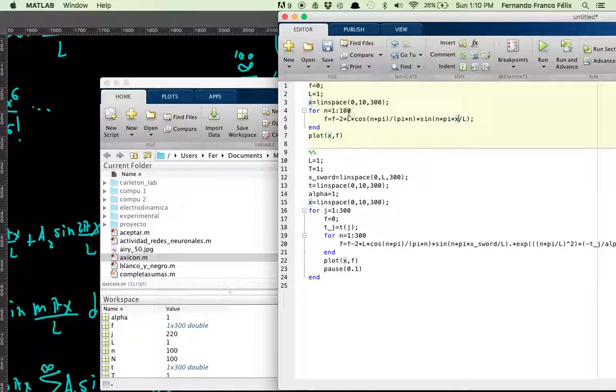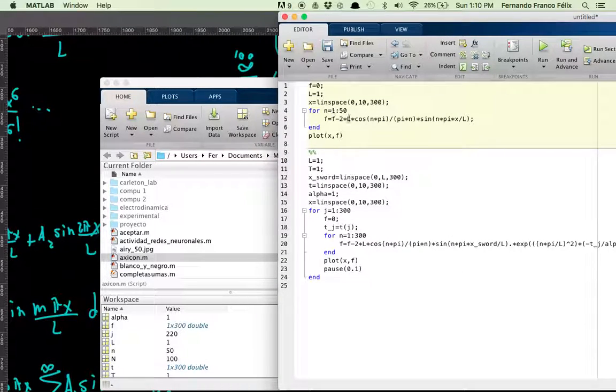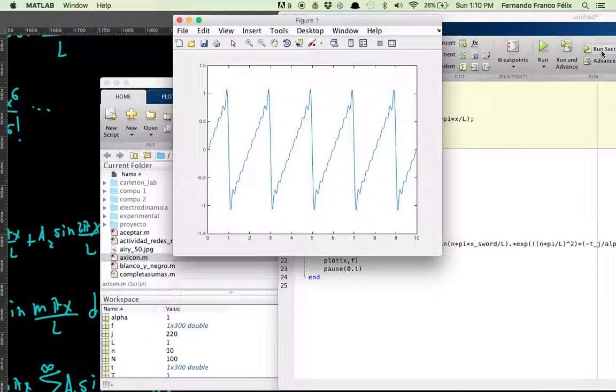So let's see how this looks with fewer terms, just out of curiosity, 50 terms. Interesting, it looks kind of nice, but that is because we are far away. If we take only 10 terms, yeah, you can see the squiggliness of the equation.